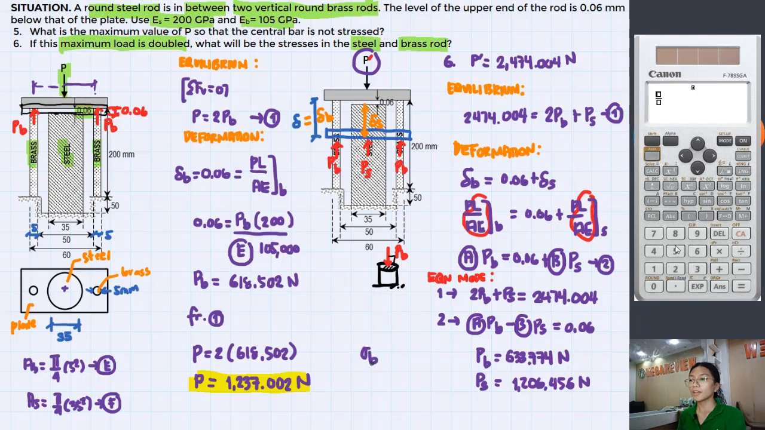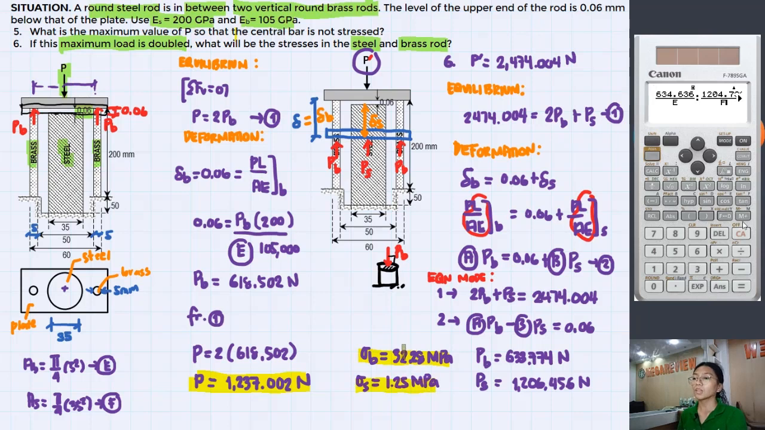So, force over area ulit. Okay, so for the stress of the brass, that is 633.774. Area of the brass is nakastore kay E. That is 32.28 megapascal. Okay, for the steel naman, force ng steel is this one. Area of the steel nakastore kay F. This is 1.25 megapascal. Okay, so these are the answers for number 6.